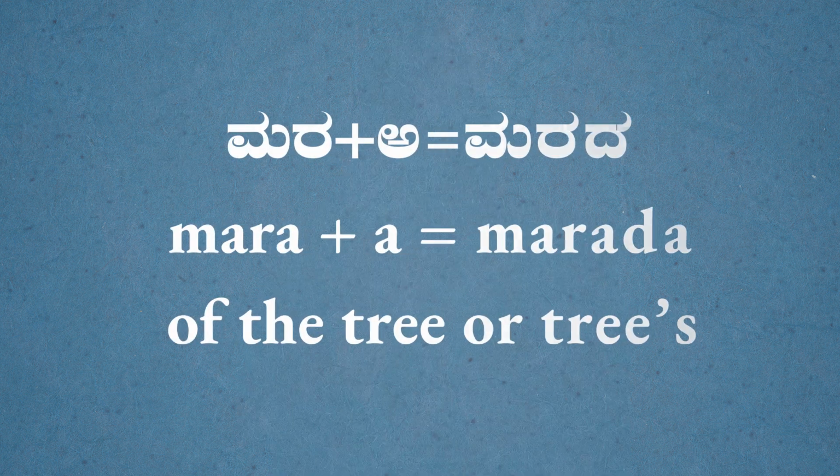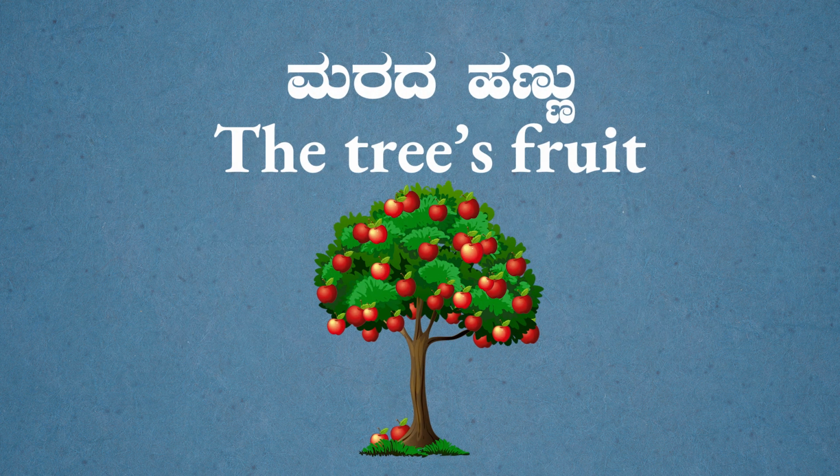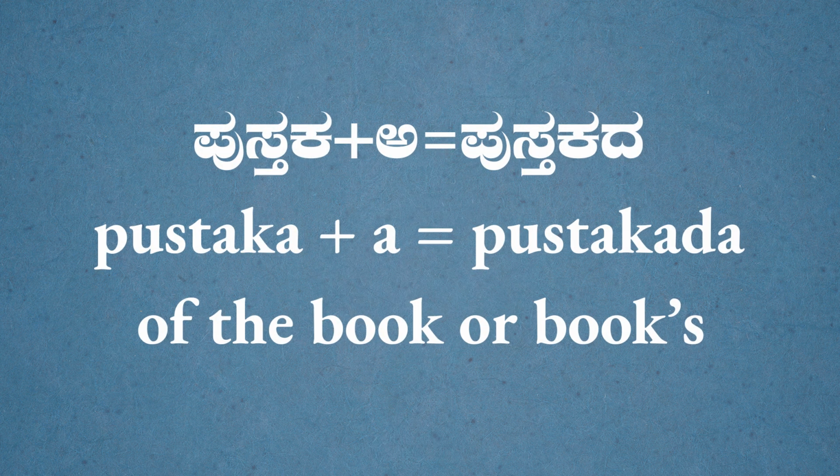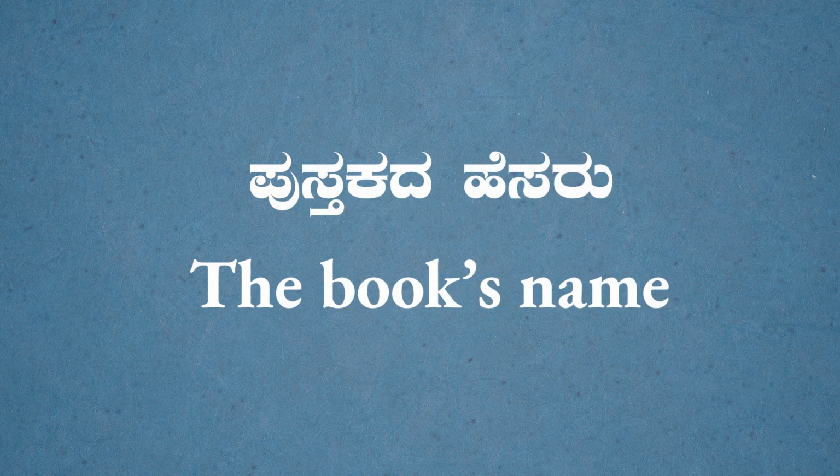Now let's practice adding "a" to the following neuter nouns ending in "a" with the "d" addition. Mara plus a becomes marada. Marada, which means "of the tree". Marada hannu, the tree's fruit. Pustaka plus a becomes pustakada. Pustakada, which means "of the book". For example, pustakada hesaru, the book's name.